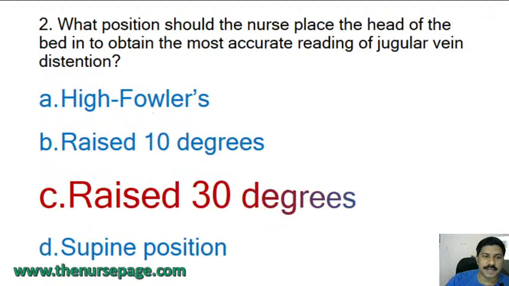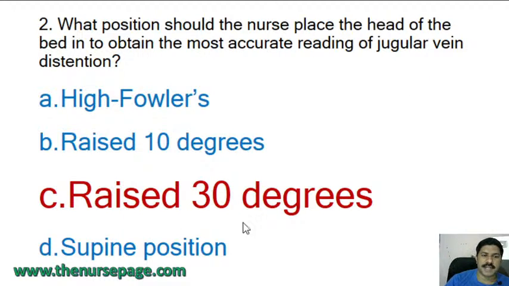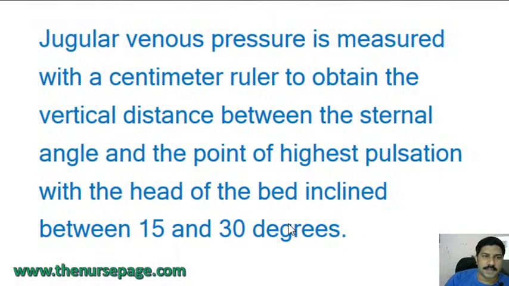Okay, correct answer is raised 30 degrees. Jugular venous pressure is measured with a centimeter ruler to obtain the vertical distance between the sternal angle and the point of highest pulsation with the head of the bed inclined between 15 and 30 degrees.